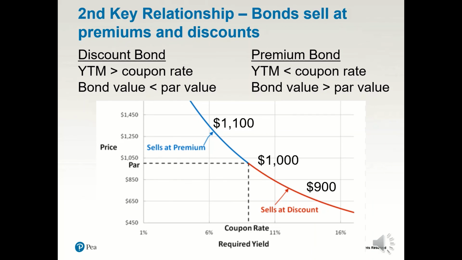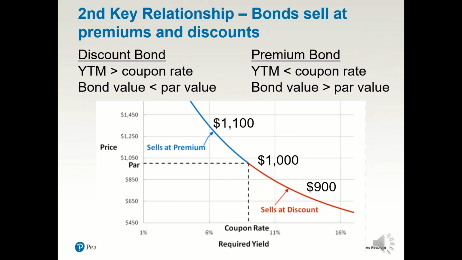The second key relationship is that bonds sell at premiums and discounts. Discounts occur when the yield to maturity is greater than the coupon rate and the bond value is less than the par value. Premiums occur when the yield to maturity is less than the coupon rate and the bond value is greater than the par value.